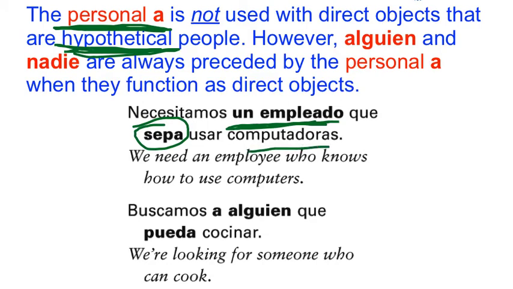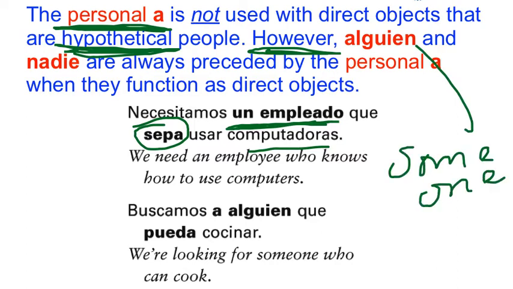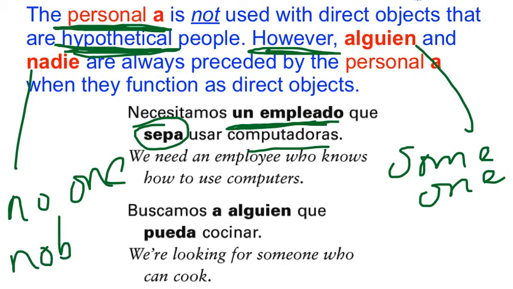No personal a here. However, alguien, which means someone, let me write that down. Someone. And nadie, you all know what nadie means. No one or nobody. Are always preceded by the personal a when they function as direct objects.